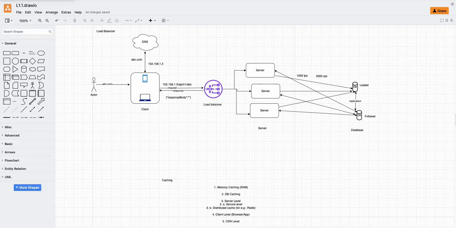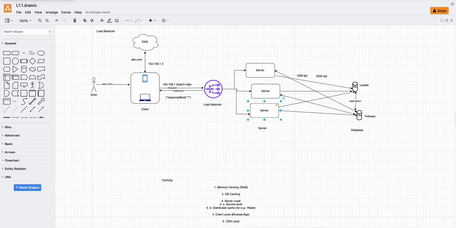Next thing is server level caching. If you see this whole server, you can introduce caching at this level. You can introduce caching at each machine. We call that caching at service level. Second thing is you can introduce caching in a distributed cache. You can use any third party tool to keep your logic of caching there, for example, Redis. So this is the third type of caching, which is server level.